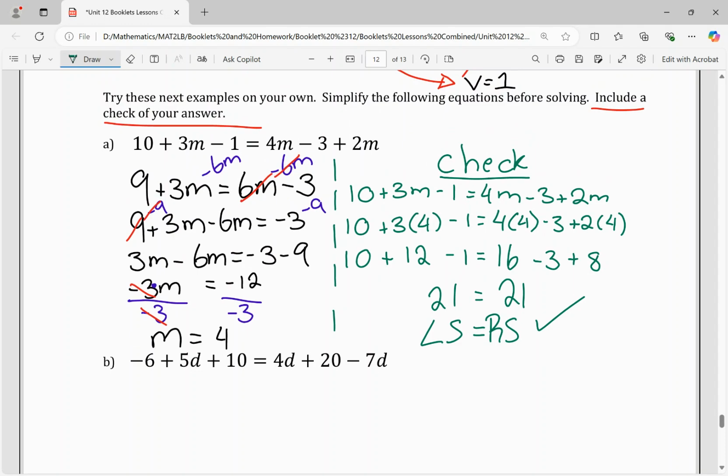Takes quite a bit of work, but when m is equal to 4, we solve this equation.